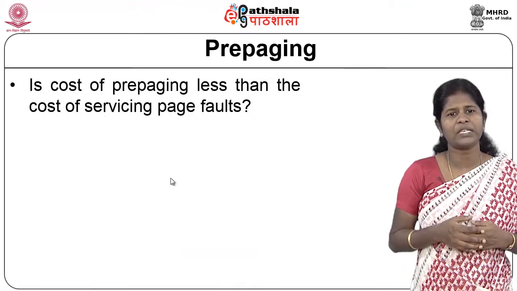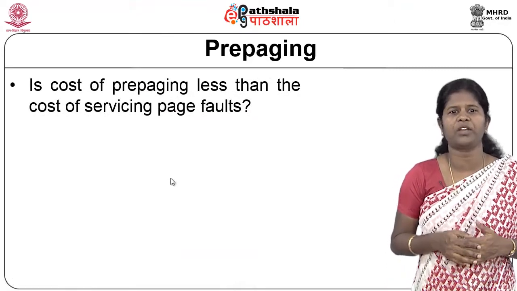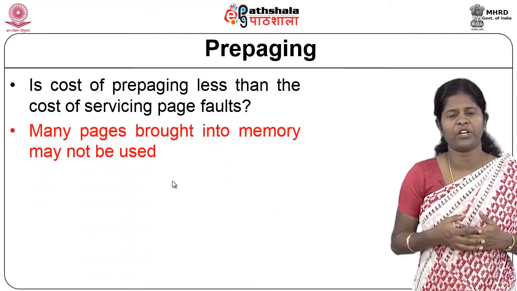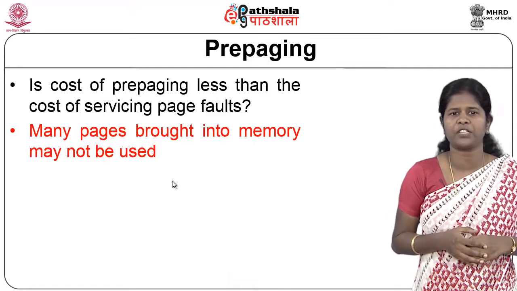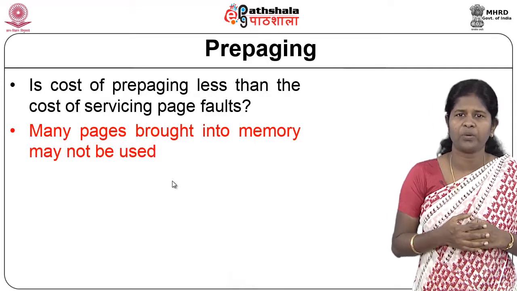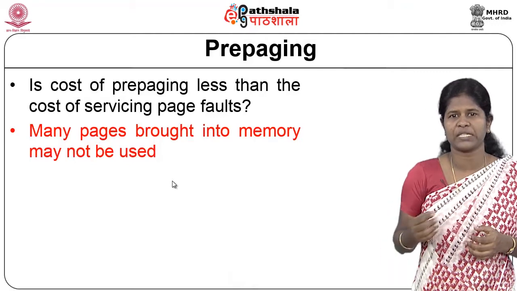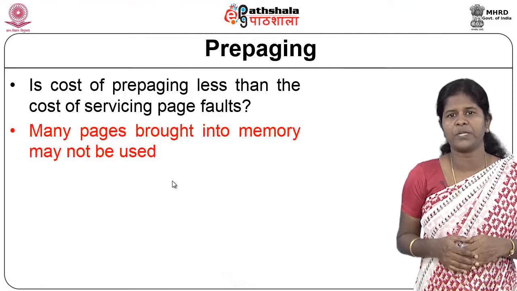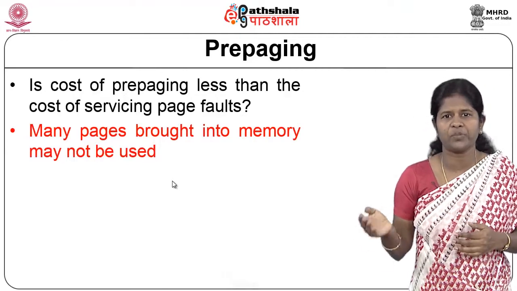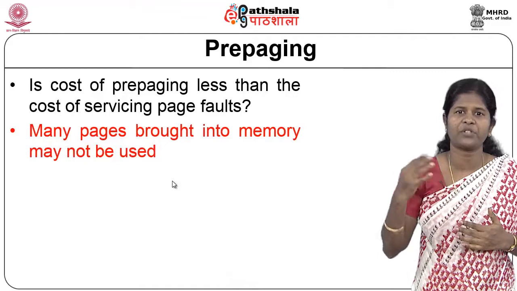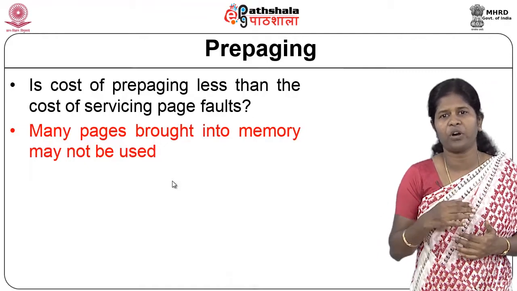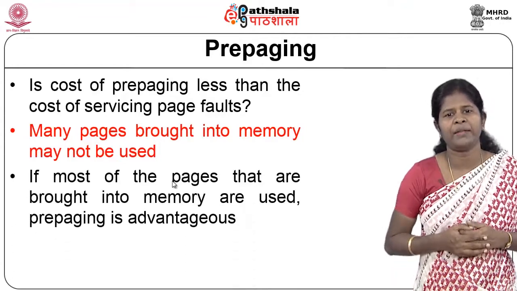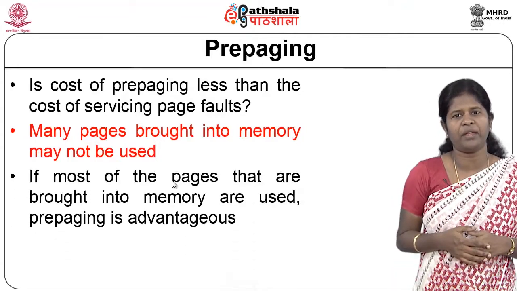But is the cost of pre-paging less than the cost of servicing page faults? When you are trying to service page faults, for each page fault you need to select which process, which page has to be brought in, you need to interrupt, then the interrupt has to be serviced, then IO has to happen to bring in the page, and the process may have to wait for IO, waiting in the disk queue and so on. So, all this is a lot of overhead.